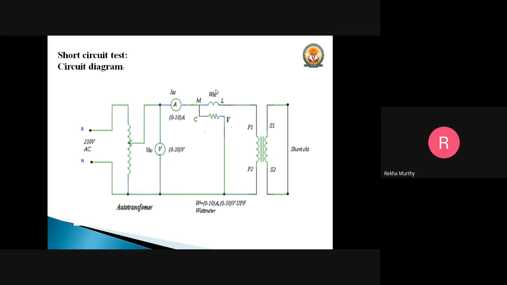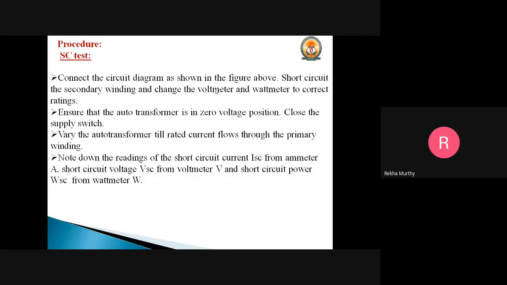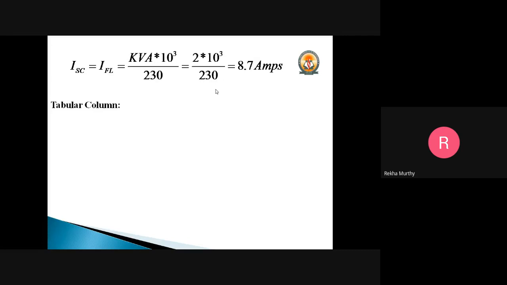Here the question arises, what will be the rated current, or to what current do you have to vary the auto transformer? By default, there is a formula from the theory part, that is kVA is equal to V into I divided by 1000. The same formula you need to apply here to find the current ISC, that is kVA into 10 power of 3 divided by 230 volts. So it will lead to 8.7 amperes. So we have to apply 8.7 amperes.